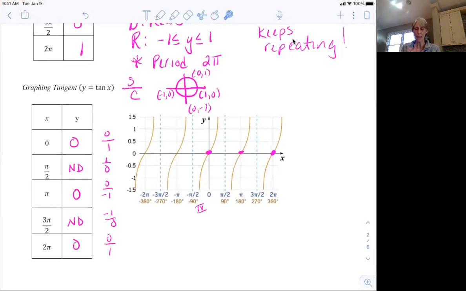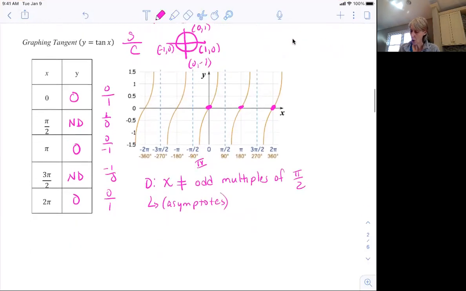Now, I'm not going to be making you really graph these. My main goal here is to make you realize that in the domain we're going to have issues. In the domain, x can't be odd multiples of pi over 2, and that's really all you need to know. Why? Because we're seeing asymptotes, right? The graph is undefined at these values. Our range, on the other hand, instead of bouncing back and forth, is all reals.